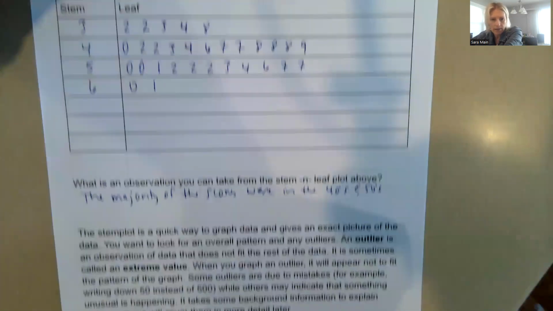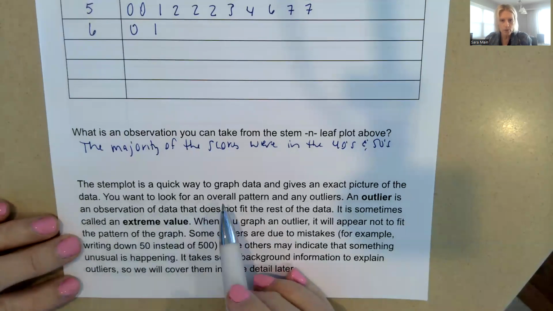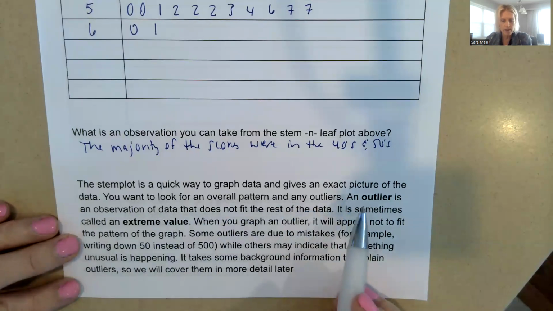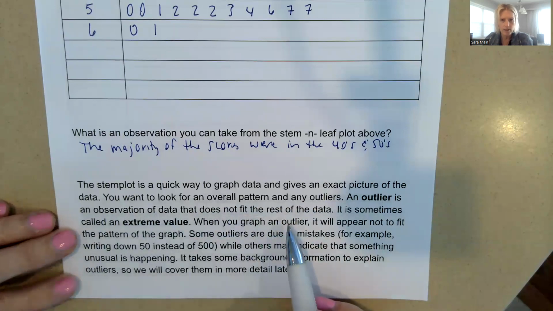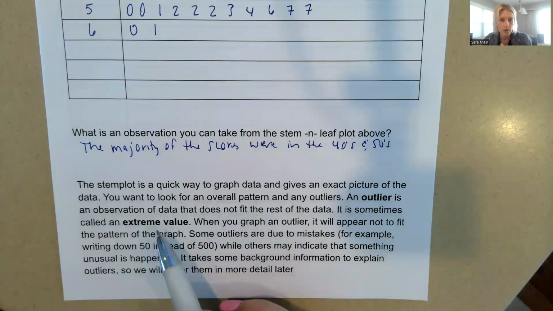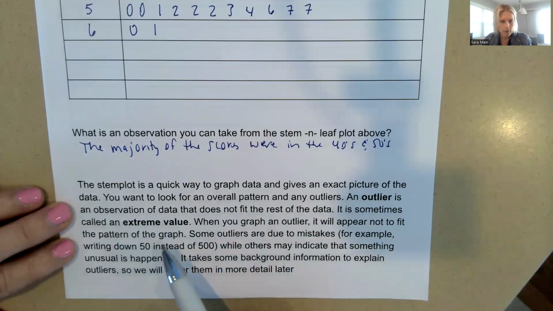So the stem plot is a quick way to graph data and gives an exact picture of the data. You want to look for an overall pattern and any outliers. An outlier is an observation of data that does not fit the rest of the data. It is sometimes called an extreme value. When you graph an outlier, it will appear not to fit the pattern of the graph.